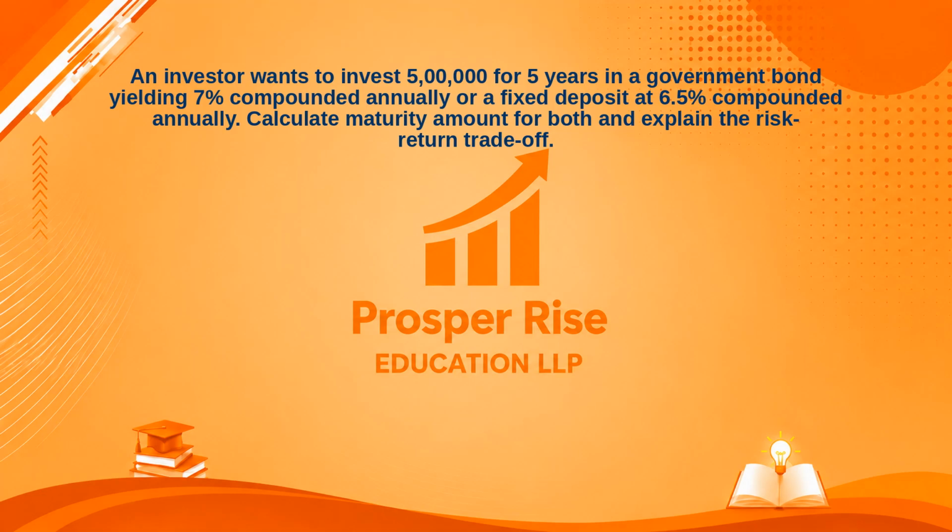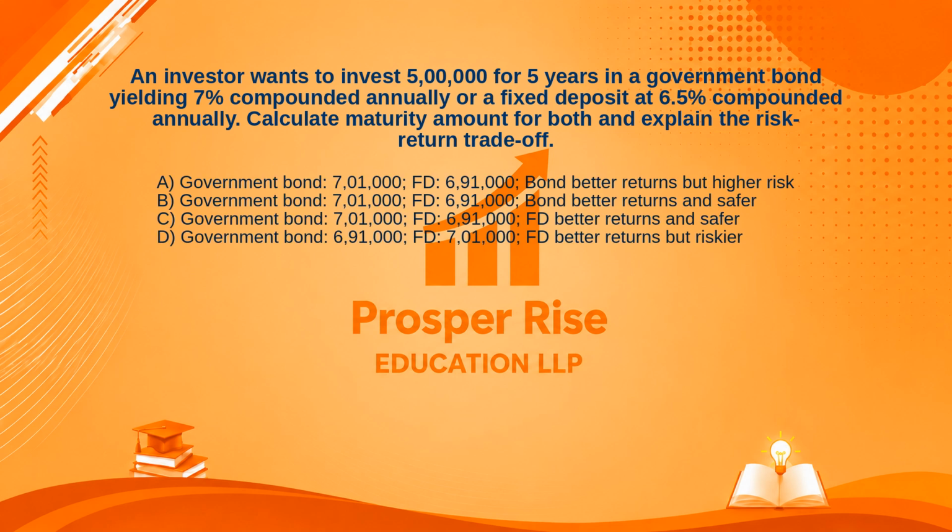An investor wants to invest 5 lakh for 5 years in a government bond yielding 7% compounded annually or a fixed deposit at 6.5% compounded annually. Calculate maturity amount for both and explain the risk-return trade-off.